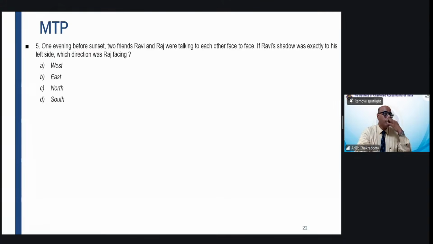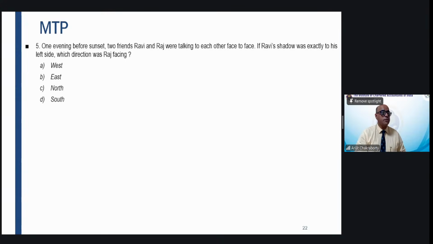One evening before sunset, two friends, Ravi and Raj, are talking face to face, each other face to face. If Ravi's shadow was exactly to his left side, which direction was Raj facing? Please see that the standard of questions has become tougher compared to the earlier ones. Say question number 1 till 20 of the exercise were relatively, comparatively easier. But now I am taking some of the stiffer questions. So please see MTP question number 5. We are on slide number 22. And let us see the question here.